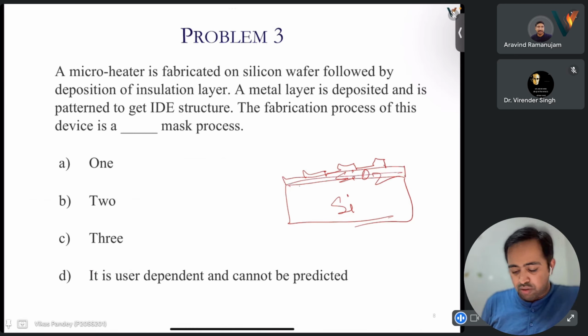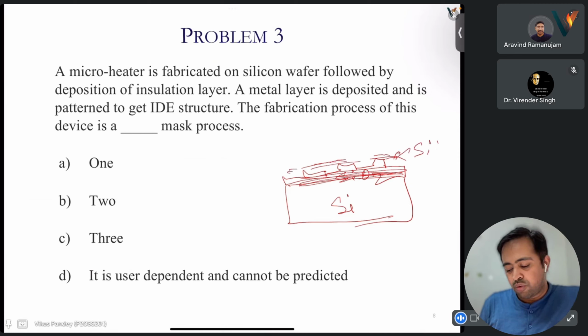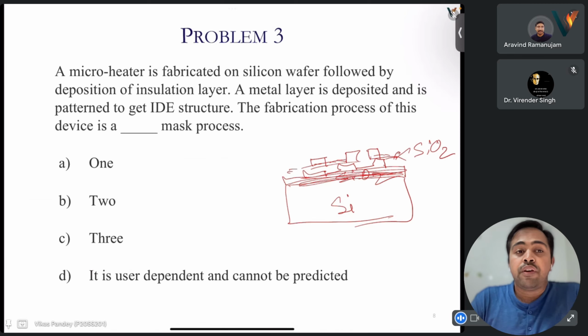So on this also, SiO2 is there. On this also, insulator is put, so SiO2, and then on it, IDE patterns have to be made. Okay. The fabrication process of this device is how many mask process? One, two, or three?